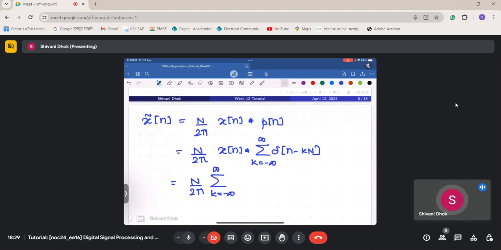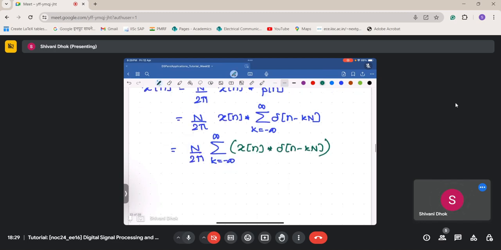I can apply the distributive property for convolution. X of n convolved with delta n minus k n, and this will give me n upon 2 pi summation k running from minus infinity to infinity. Any signal that we convolve with an impulse located at some location, this convolution will give me the signal shifted by this particular location. So then we'll have this as x of n minus k.